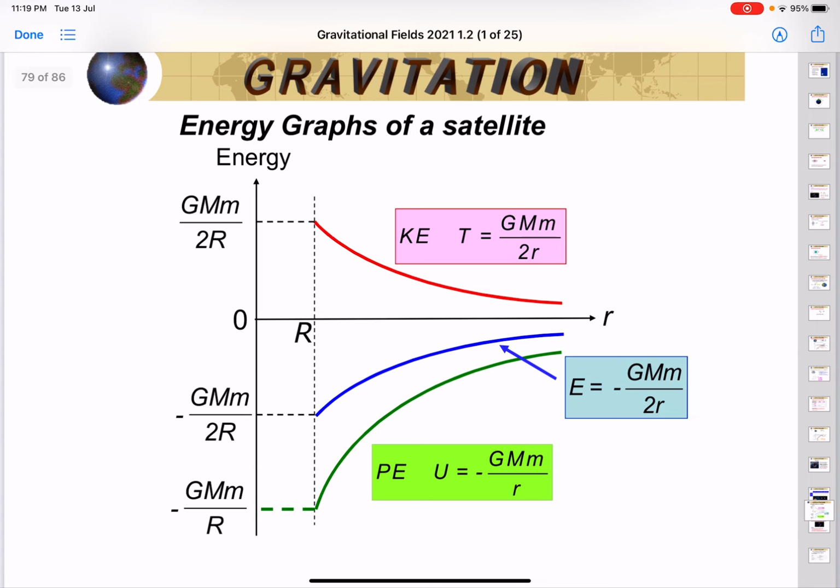Graphically, we have these few graphs that show the relationship between energy and the distance from the surface of the Earth. Kinetic energy is always positive, and potential energy is always negative. Since the magnitude of the potential energy is always bigger than the KE in a circular orbit, the sum is always negative.